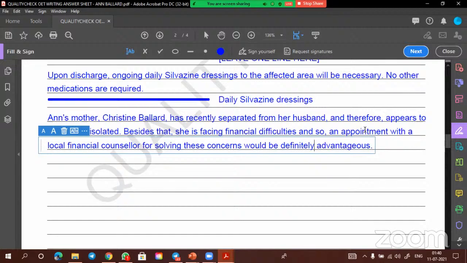Besides that means in addition, also you can use another word called besides that. When you note down these things, please note down these things which I am telling you. Afterwards you can put them in the group. So with a local financial counselor for solving these concerns would be definitely advantageous. That is how you can write these sentences.